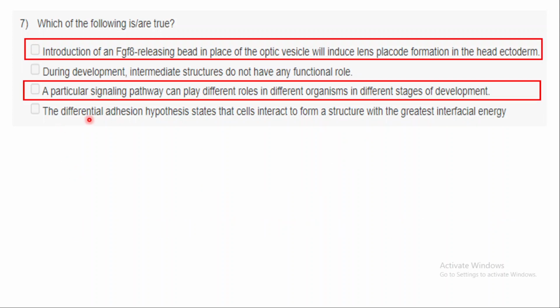I think both of you have marked that the differential adhesion hypothesis states that cells interact to form a structure with greatest interfacial energy. So maybe we'll clear that out. Interfacial energy. Actually, you guys might be in a sense correct because it seems very counterintuitive, but if you stick to the definition or the hypothesis laid down, then I think this will not be the true statement.